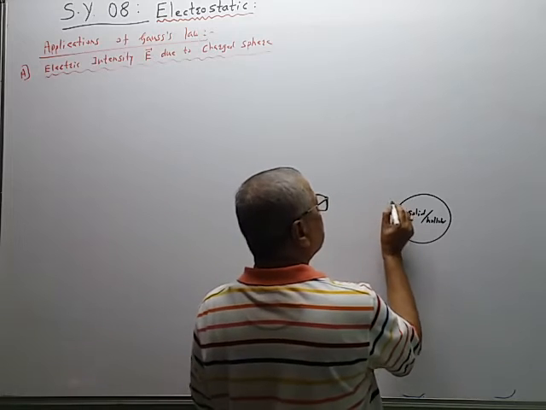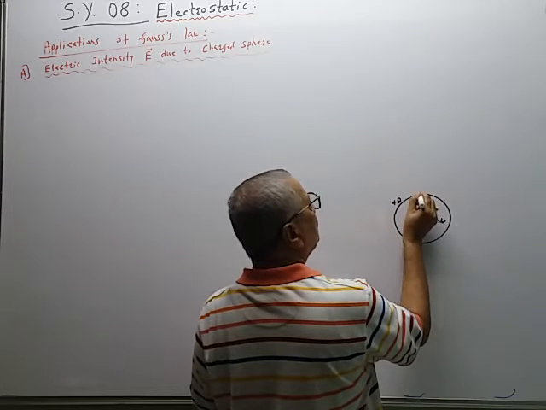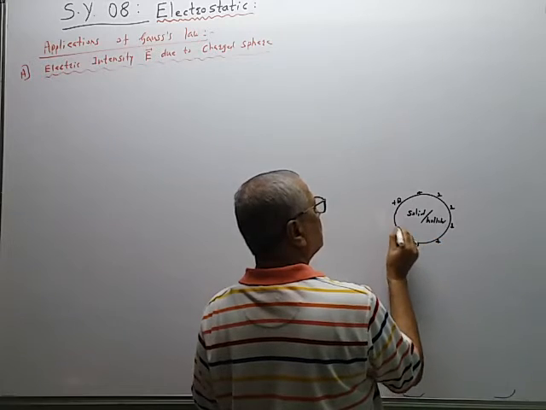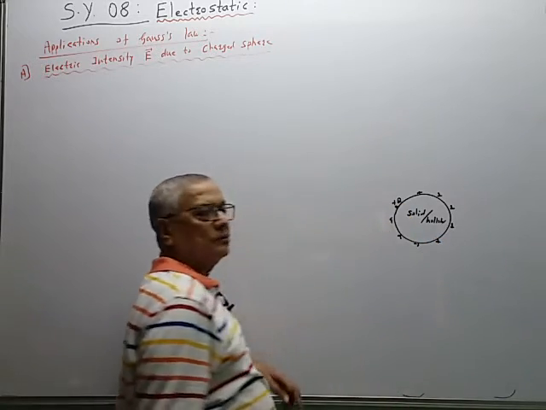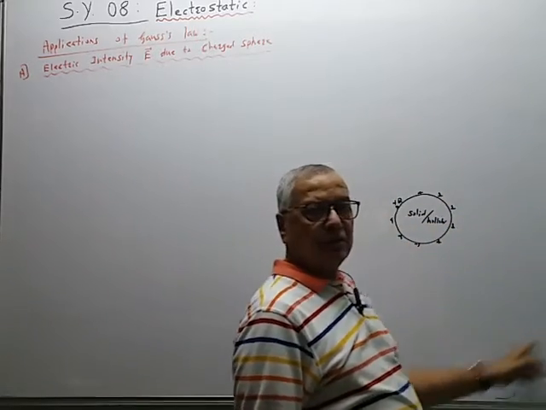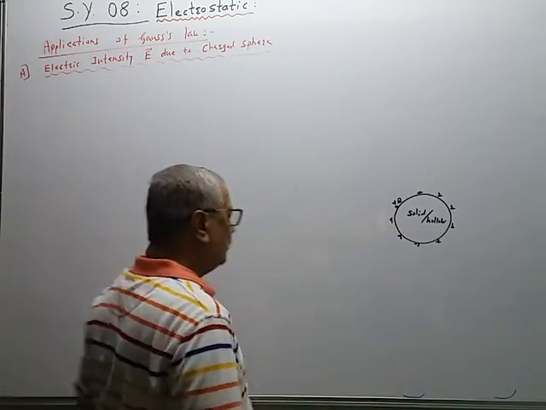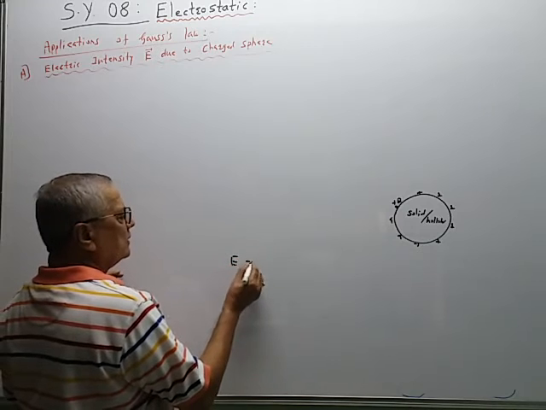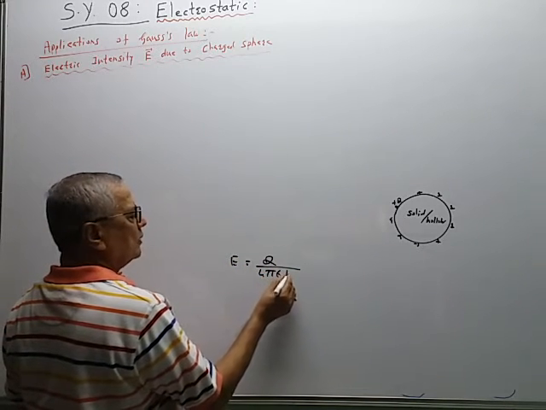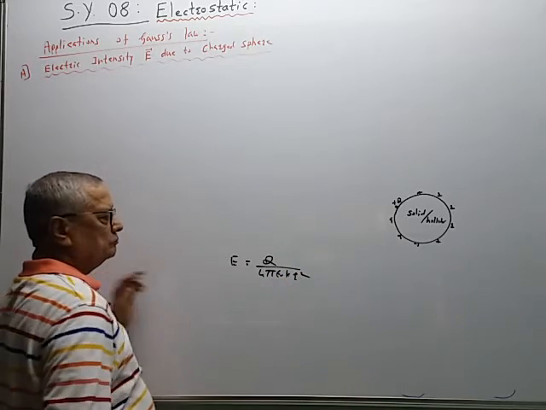Now the charges are given. We know that charges are always distributed uniformly. So these charges will produce the electric field in the surrounding region. We know this formula. Electric field intensity is equal to Q upon 4 pi epsilon naught r square.